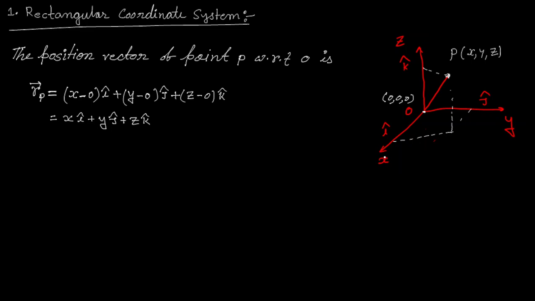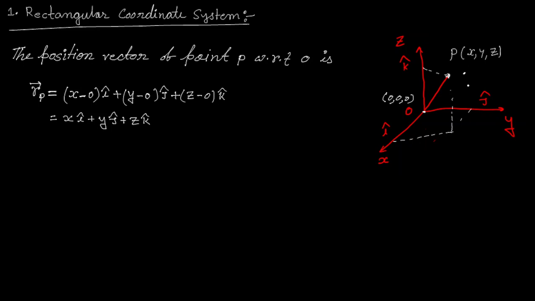Now what will be the minimum value of this x? That minimum increment of x we represent by dx. Similarly, the minimum increment of y we represent by dy, and the minimum increment of z we represent by dz. And if we consider another point, let's say Q point, which is just a nearby point to P, to go from P point to Q point, we have to increase the x coordinate by dx, y coordinate by dy, and z coordinate by dz.